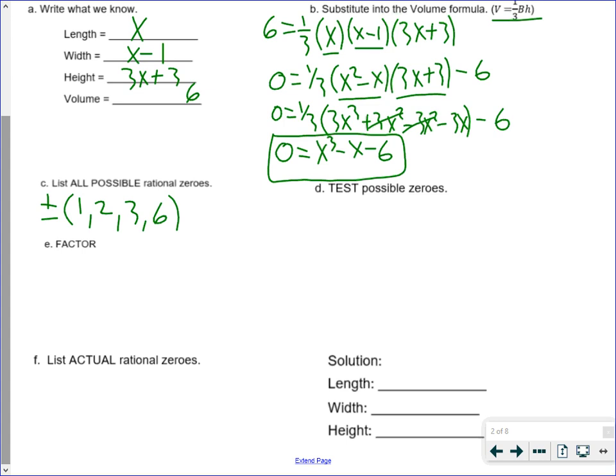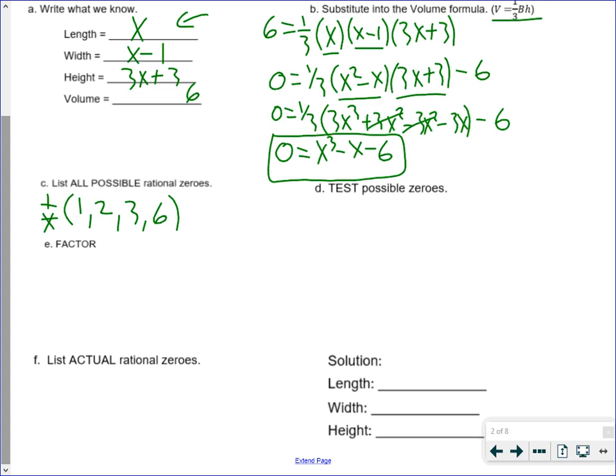So next, we're going to test all our possible zeros. But before we actually do that, we should look at all our possible rational zeros and start canceling out what doesn't work with our problem. We're told our length equals x, and we can't have a negative length value. It doesn't make sense to have something negative inches long. So that means we can cross out every single negative value in this problem, because it's not going to help us.